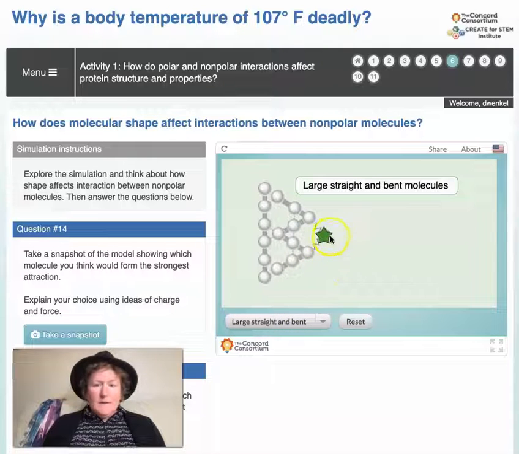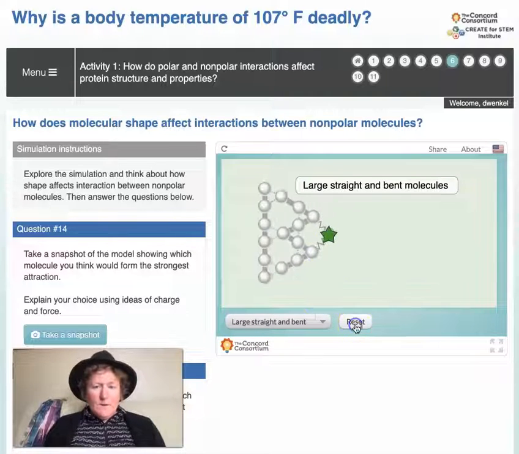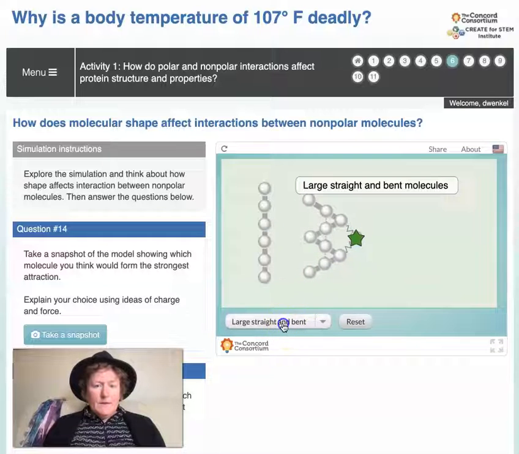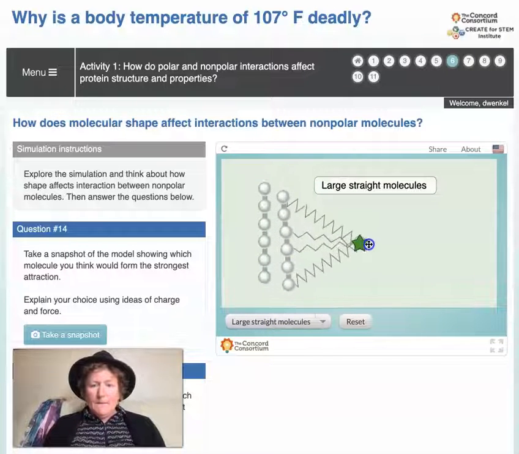Let's look at bent, straight and bent. So this molecule is straight. This molecule is bent. So the contact here is here, here, and here. So there's only really 3 atoms that are contacting this molecule here. Let's look at how difficult this is to pull apart. So notice how far that spring pulls out. Let's go back and compare it to large straight molecules.